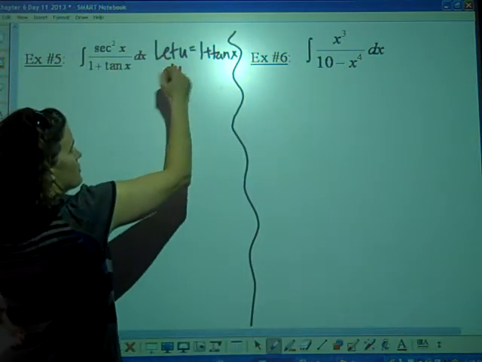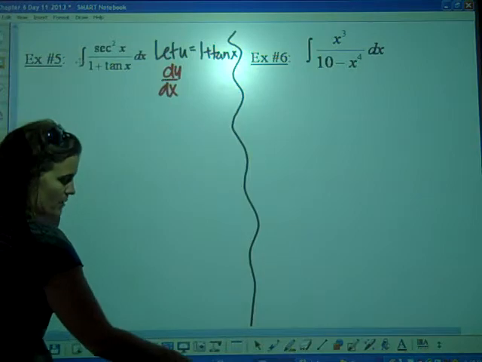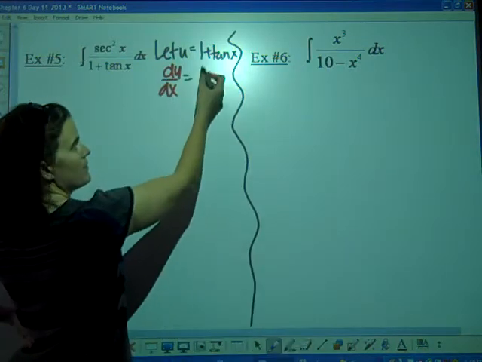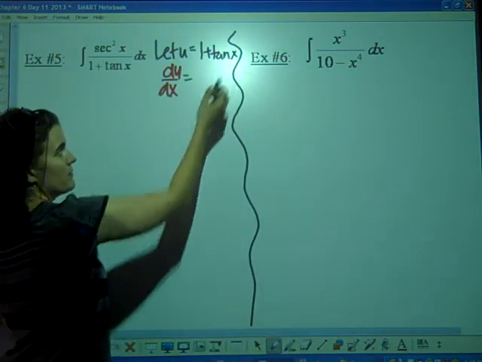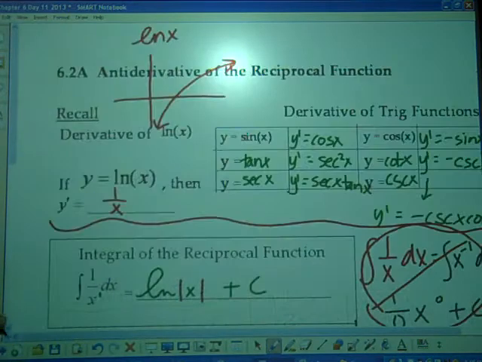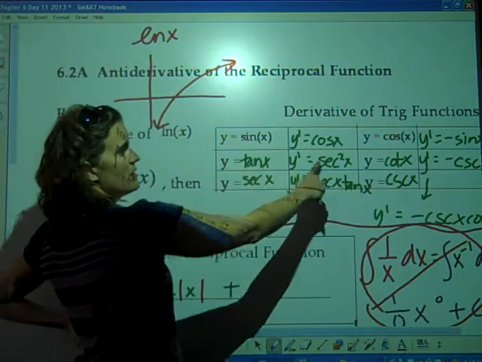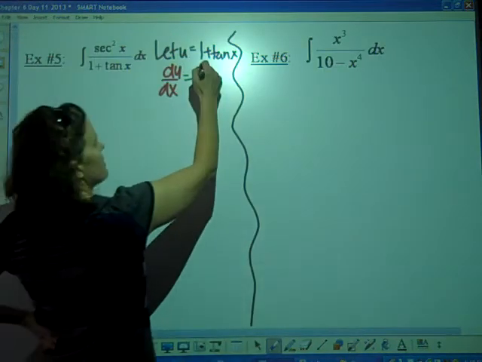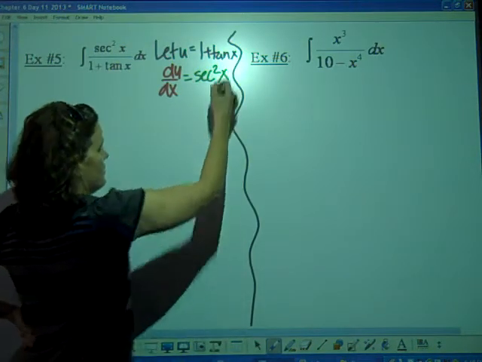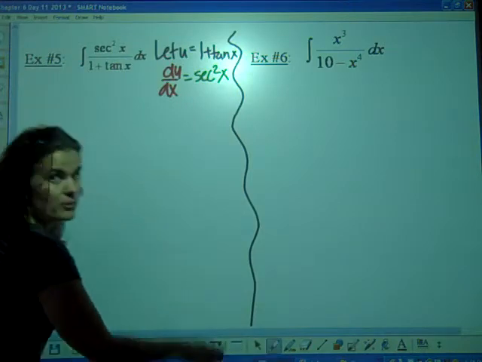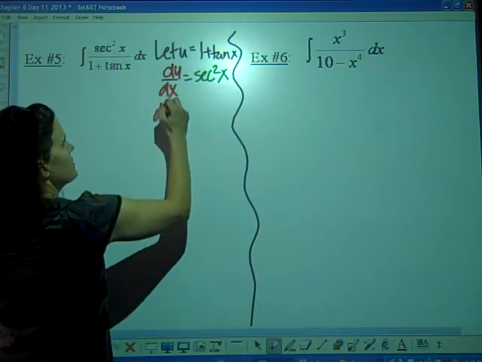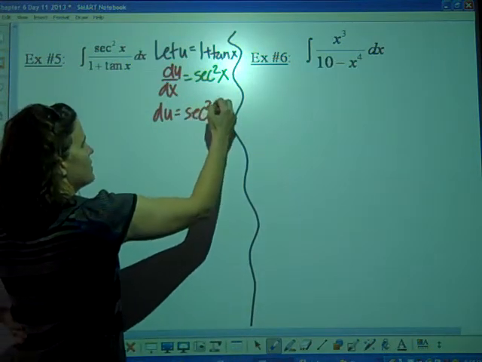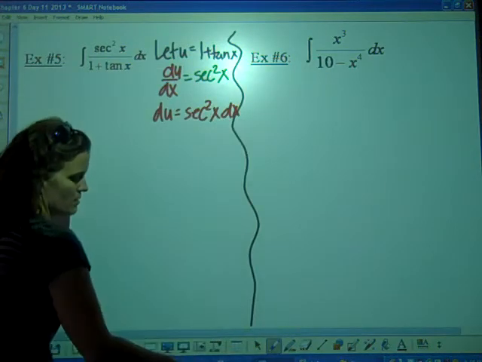Take the derivative of u with respect to x, du dx. And in this case, the derivative of 1 is 0. The derivative of tangent of x, again, if you have your table, you can go back and look. The derivative of tangent is secant squared. Okay, so the derivative of tangent should be just secant squared. And then you multiply both sides by dx. So you get du equals secant squared dx.